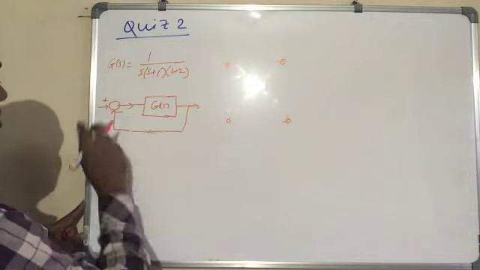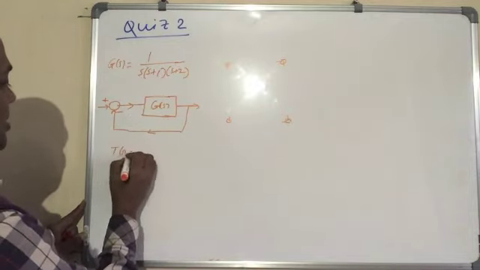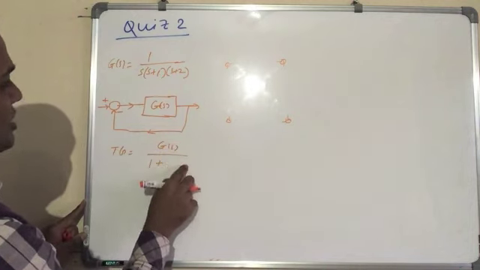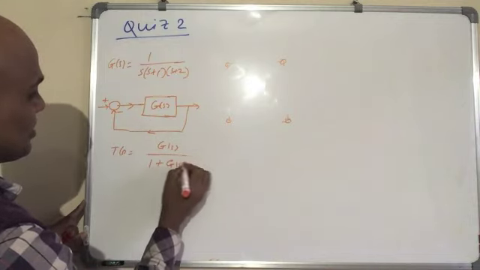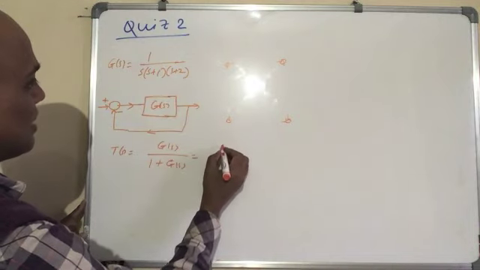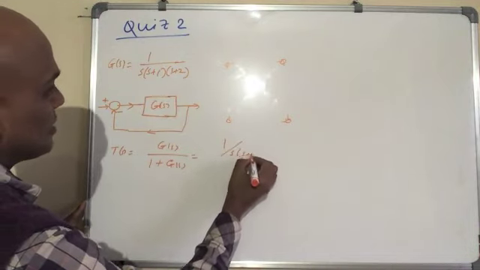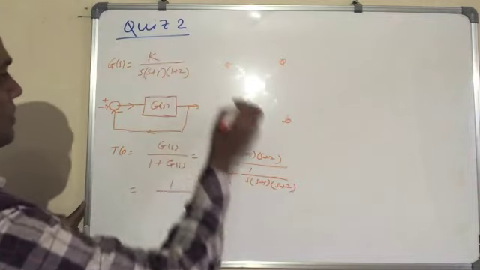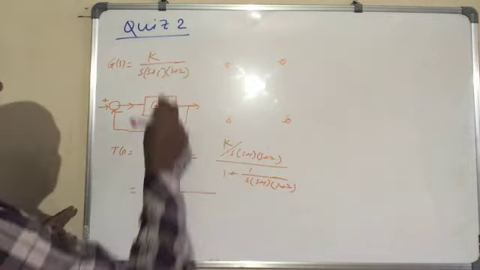So we first have to find out the closed loop transfer function, which is T(s) equal to G(s) divided by 1 plus H(s) into G(s). H(s) is 1, so it becomes G(s) simply. So if you put that value here, that will be 1 over (s plus 1)(s plus 2) divided by 1 plus 1 over (s plus 1)(s plus 2). This is K, yeah, it's K. We have to find out the range of K for which it is stable.